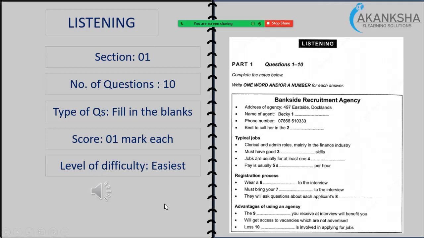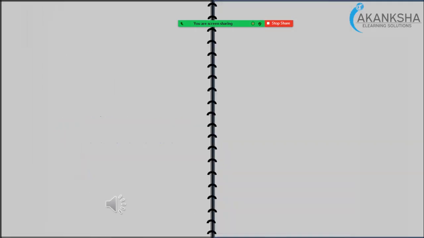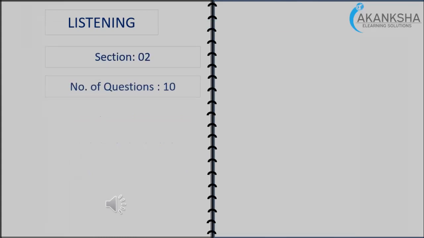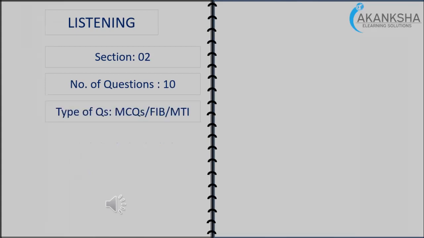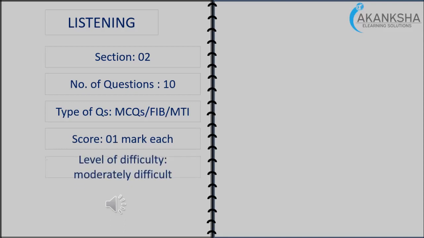So this way, you're going to listen to the tape and you would answer these questions. All right, so now let's move on to section 2 of the listening part. Here also you will have 10 different questions, in fact, and you have different types here. You have MCQs, multiple choice questions, fill in the blanks, and match the information, these types of questions. You have 1 mark for each of these questions, and the level of difficulty is moderately difficult compared to section 1.